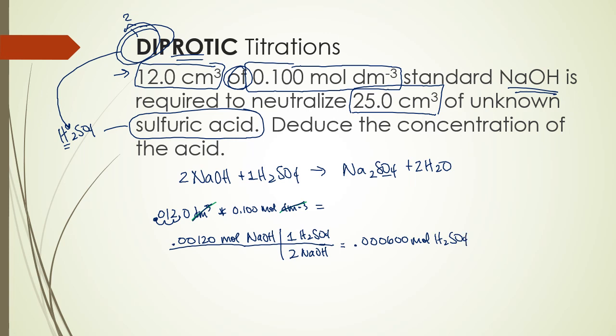These number of moles of sulfuric acid are dissolved in 25 cubic centimeters. And so I'm just going to put my 25 cubic centimeters on the bottom. But of course, we know this has to be in cubic decimeters, so I'm going to divide by 1,000. 1, 2, 3, and turn that C into a D.